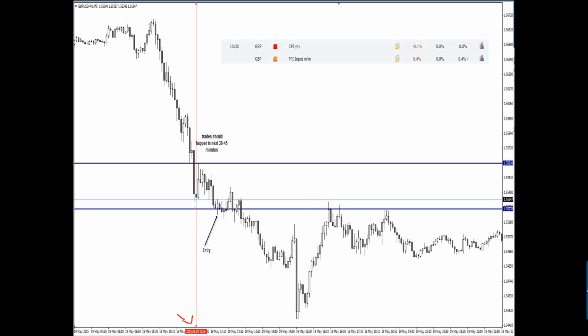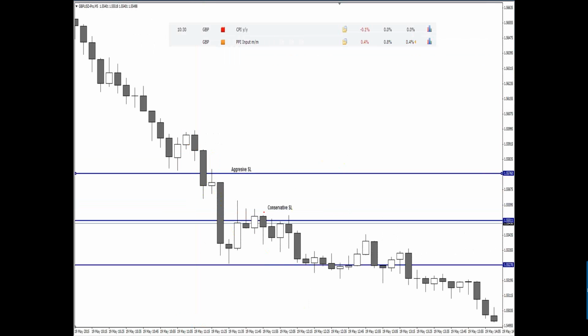This is when the setup candle happened. CPI and this other PPI came out very bad. Okay, not very, very, but it's bad for UK inflation and economy. So this is a spike down, and what happened? This is the setup candle, the 5-minute candle close after the spike. Look at this. There is some up and down, and trades should happen in the next 30 to 45 minutes. This is our entry. Okay. You place your stop loss 10 pips above setup candle or 5 pips above the previous candle, and you're in profit.